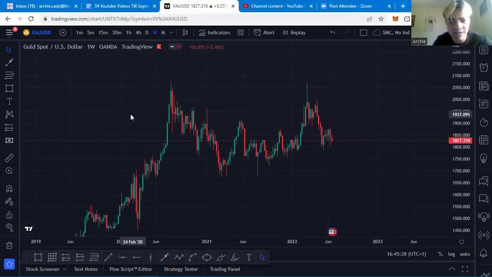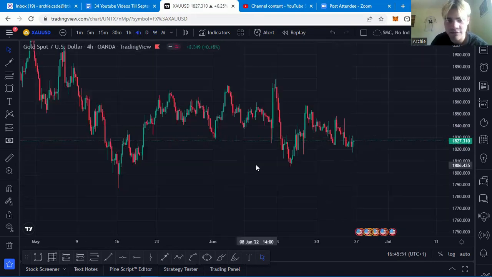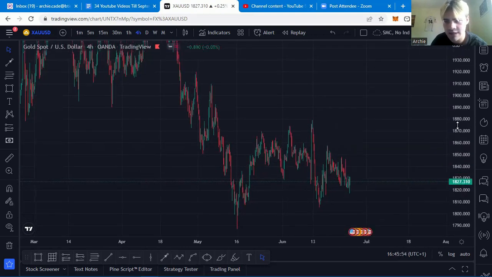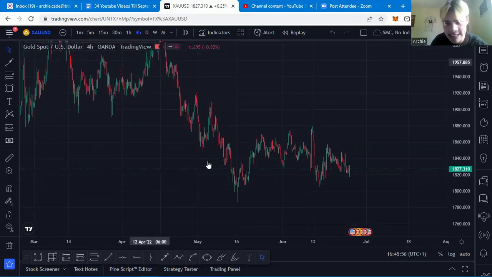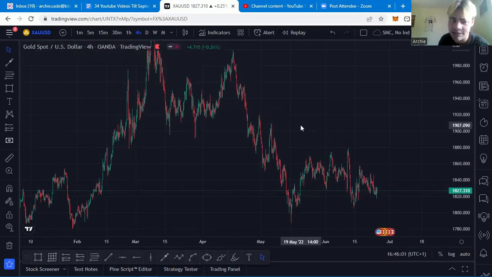So as you can see, I've removed all of my drawings, but I'm going to start putting them back on the screen and we can start breaking them down. So let's jump onto the 4 hour. So when trading gold, there are a few things. Now the first thing that I'm going to break down for you is an indicator. It's a free indicator. It's one that I don't use on other pairs as much, but on gold I do.